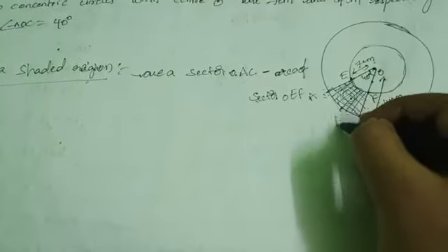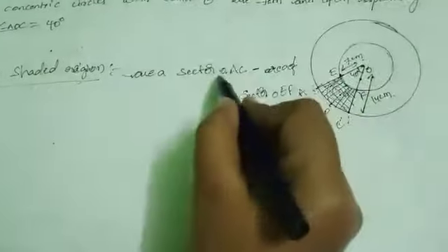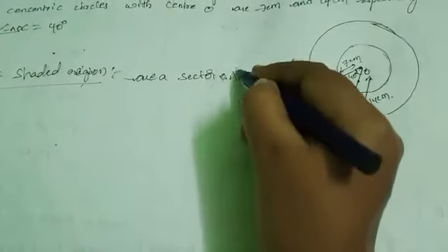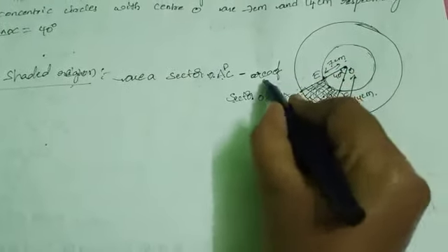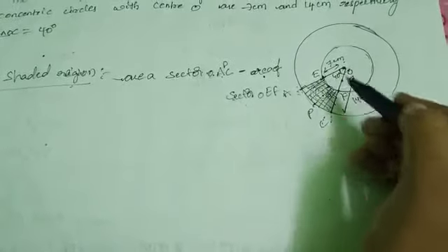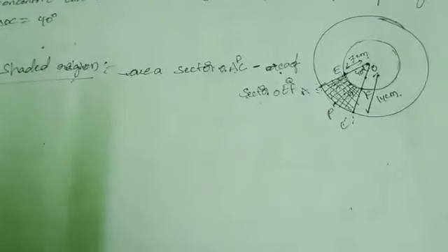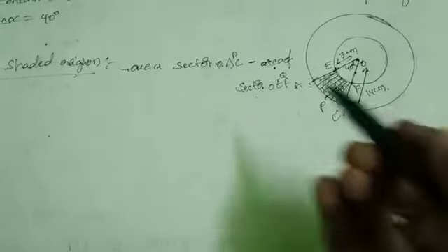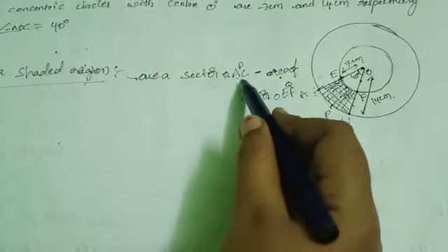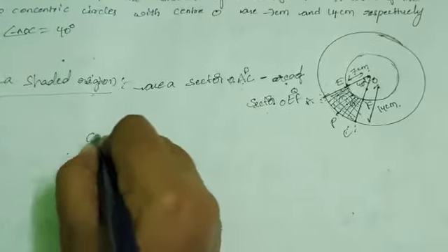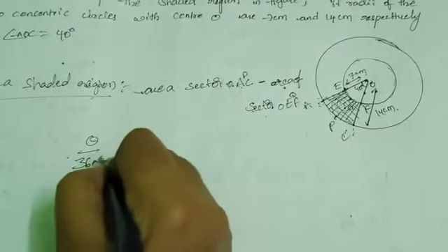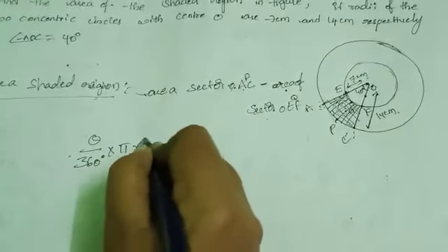Suppose this point is P, this is Q. Area of sector OAPC minus area of sector OEQF. Okay, clear? So what is the area of sector formula? Theta by 360 degrees into pi r square.